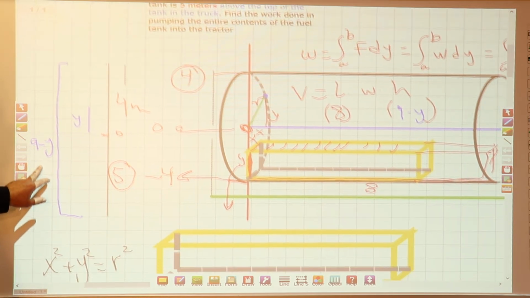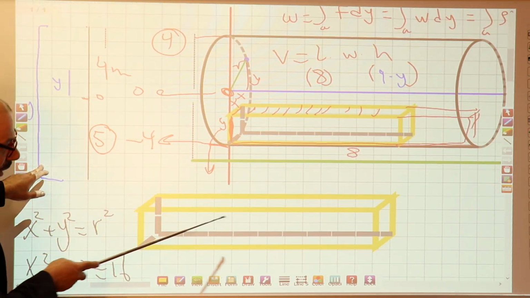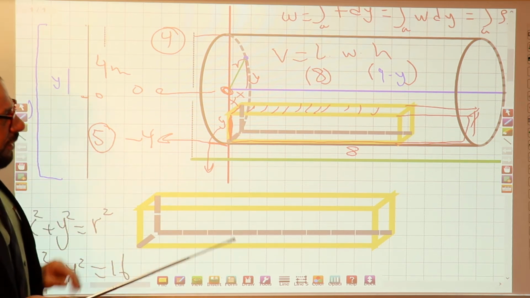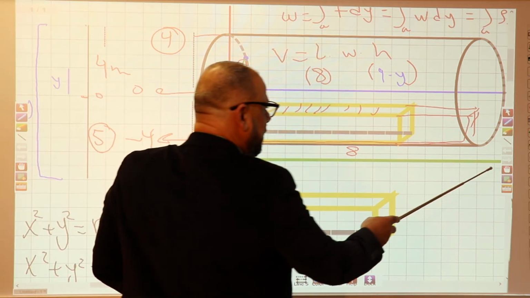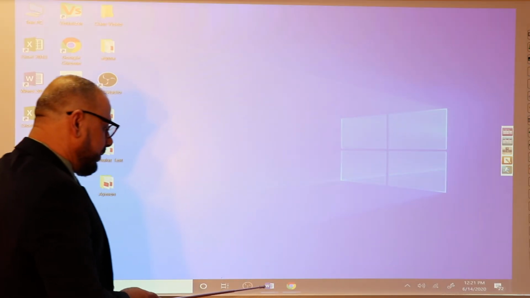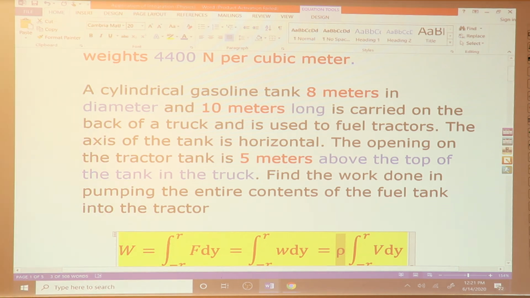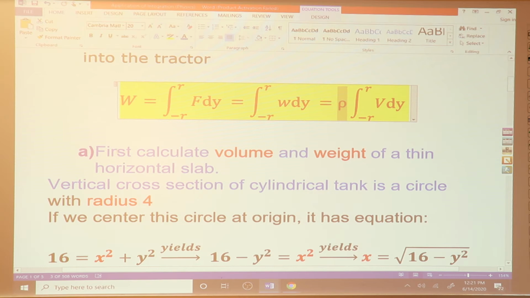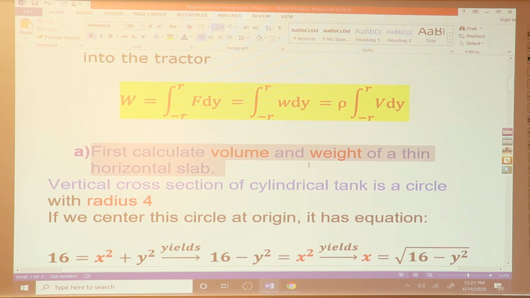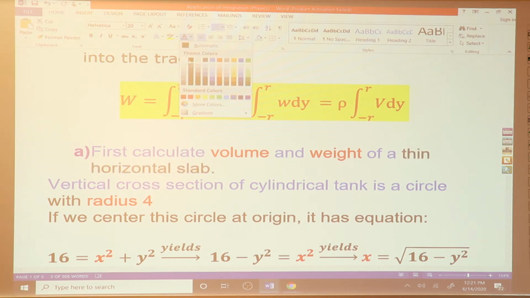Let us go to, now you see, this is the slab from where the fuel comes. Small, but I enlarged it to see it. Let us go and see what I have in my solution. Okay. Then we agree. Now, the limits of integration are from negative r to r, from the bottom of the tank to the top of the tank, and rho dV. Now, let us first see what we have to calculate. First calculate the volume and weight of the thin horizontal slab.